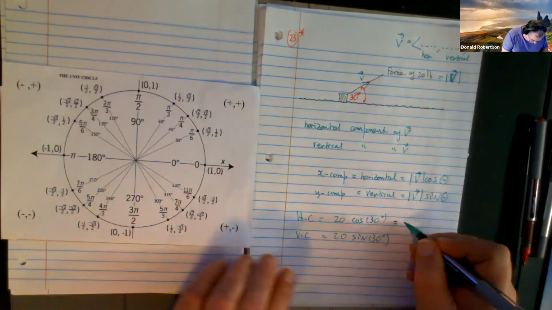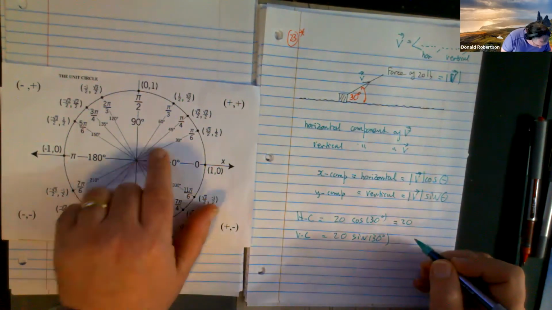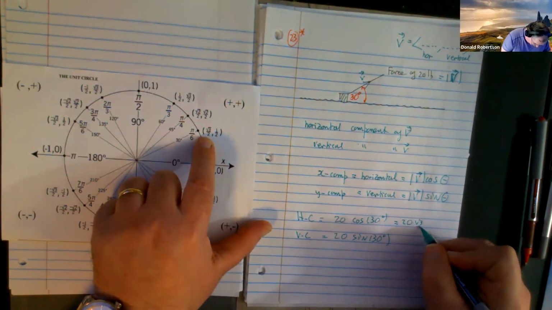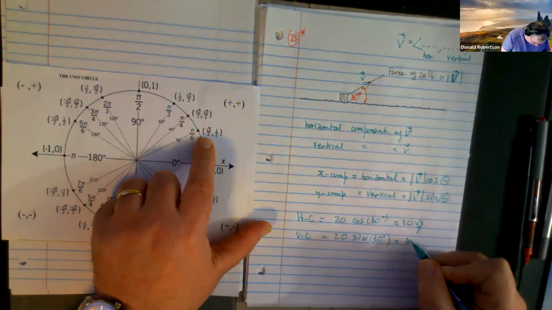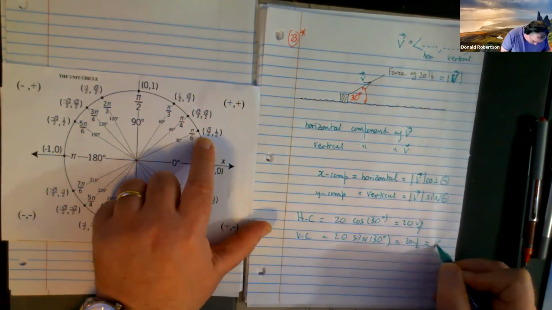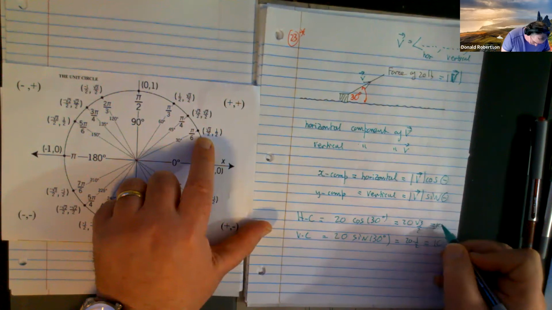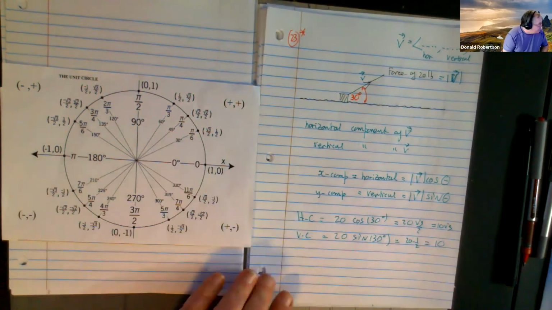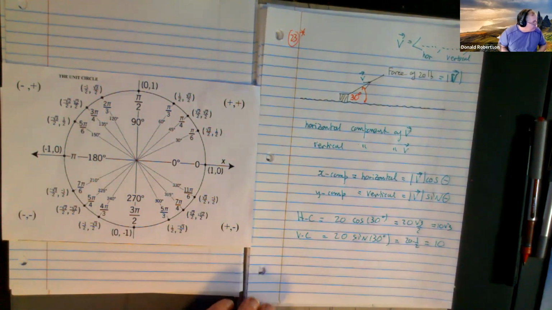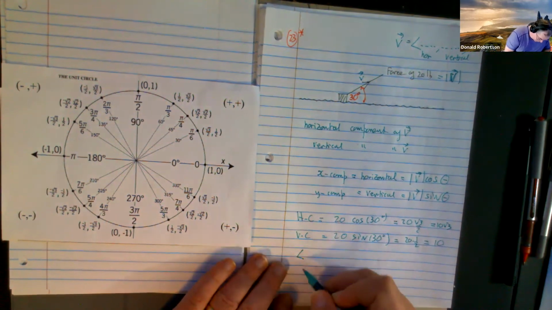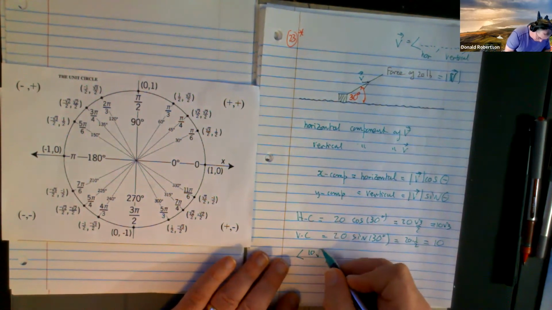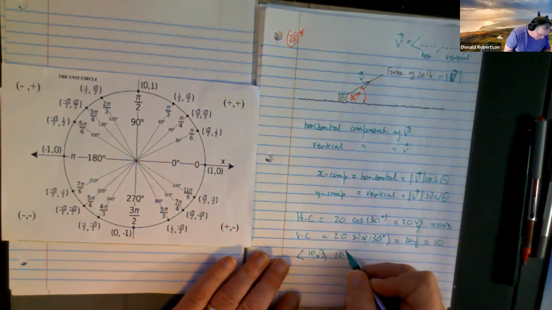And in this question, they don't mention accuracy, so that means we need exact values. So this is going to be 20 times root 3 upon 2 and 20 times a half. This comes out to be 10 root 3, and this ends up being 10. And there's your question. And if you want to write it down as a vector, it would look like that.